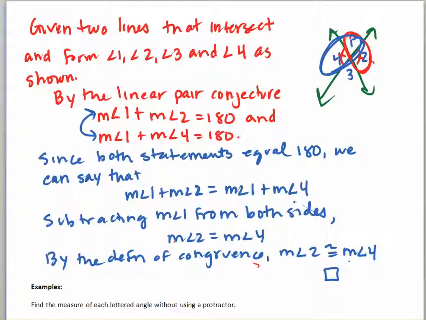So take a minute to digest that. Rewind it, pause it, think about it if you need to. And when you're done with that, I want you to go ahead and look at those 3 example problems below and apply our linear pair conjecture and our vertical angle conjecture and actually find the measures of some missing angles.